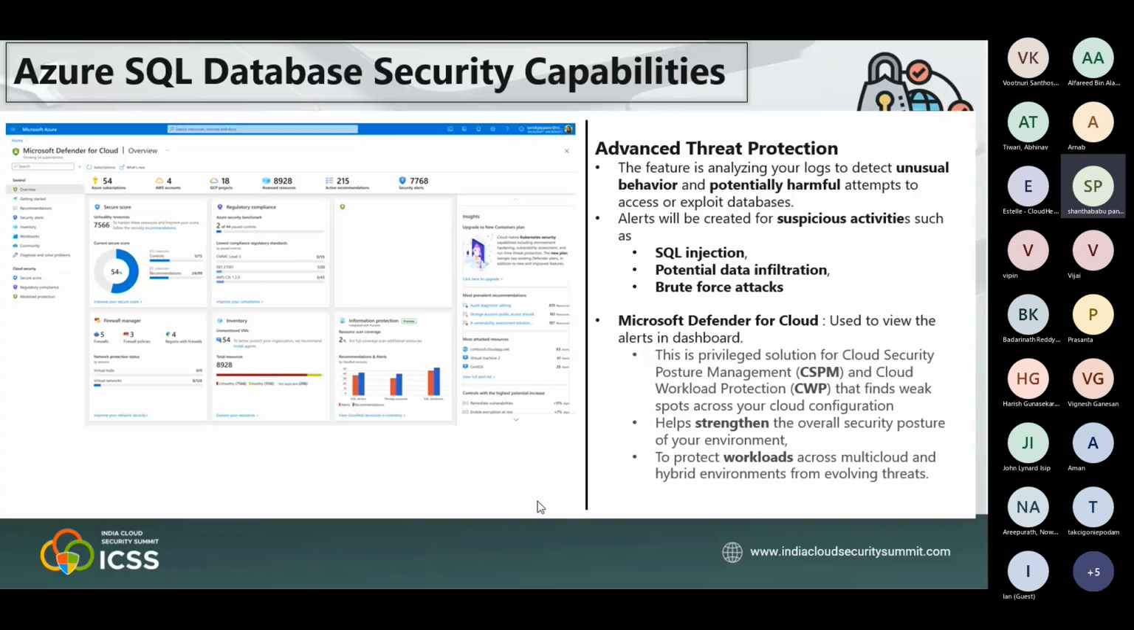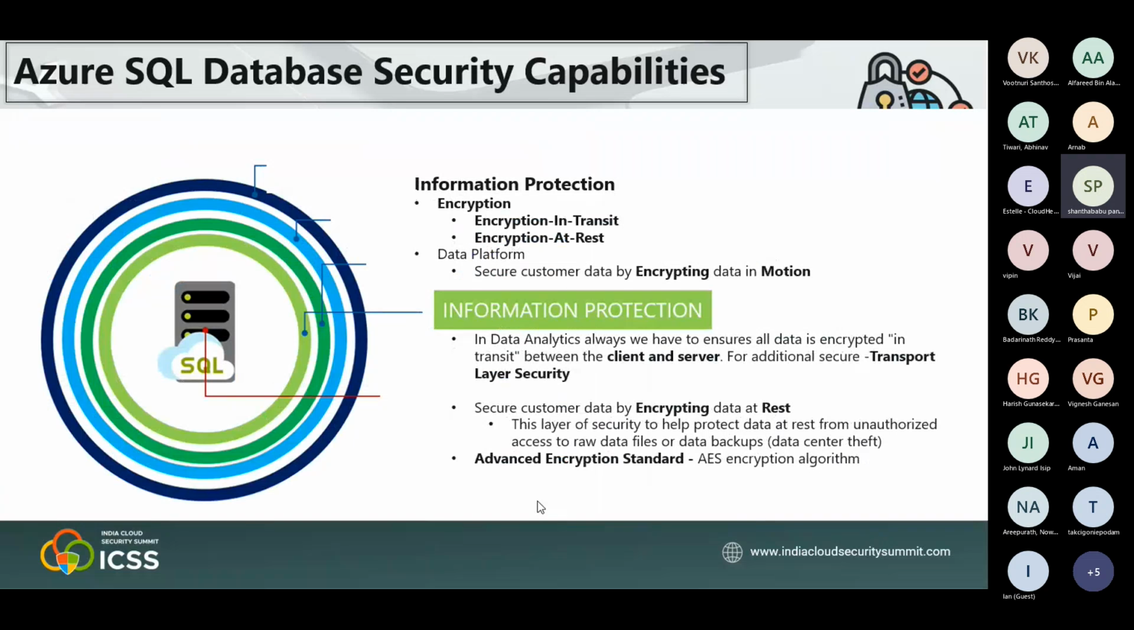From the access perspective, before that it was completely core for the entire thing, and now we have come across threat protection. Okay, cool. And coming to my favorite area, that is information protection. That's very important because all is done.